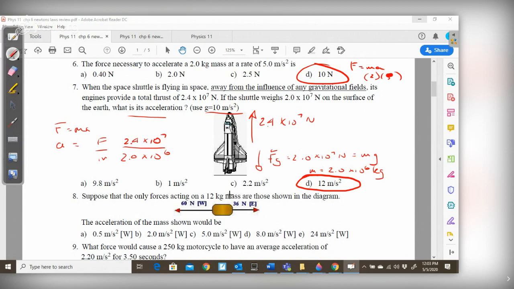Suppose the only forces acting on a 12 kilogram mass are those shown in the diagram. The acceleration of the mass would be. All right, so this is the idea of our net force is equal to our mass times the acceleration.